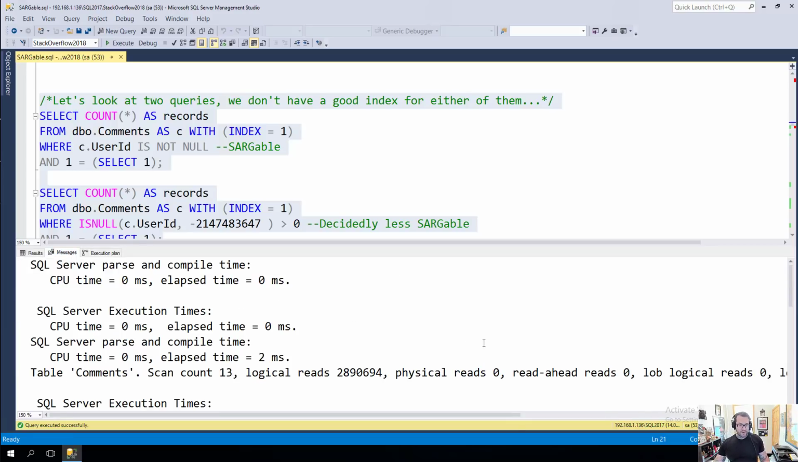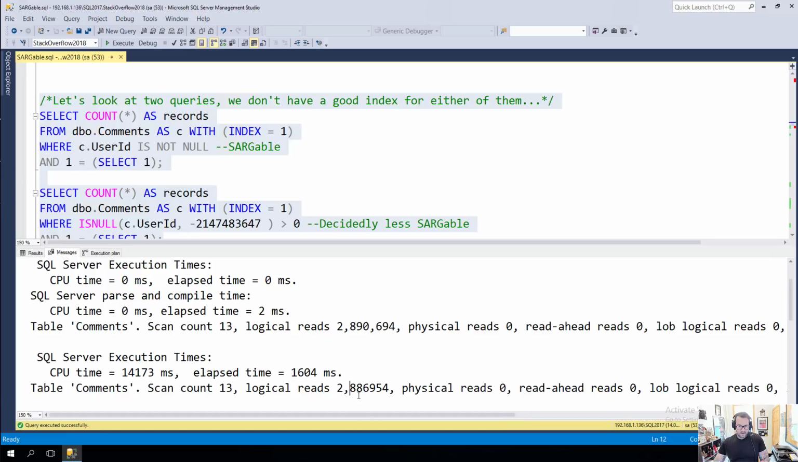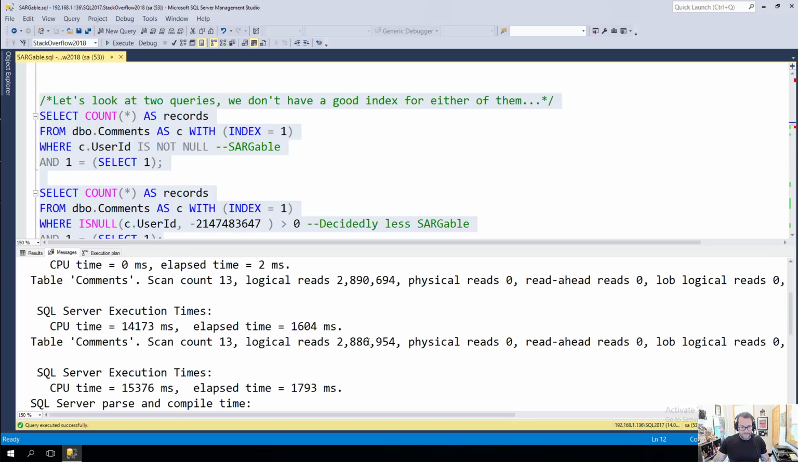If I flip over to the Messages tab, because I don't have a good index to use, I end up doing just about the same amount of work in both of these. About 2.8 something. Oh, wrong comma there. A little bit off. So in the realm of 2.9-ish million logical reads, because I have to scan the entire clustered index in both of these. I don't have a better way to do that. The CPU time is just about the same too: 1600 milliseconds, about 1800 milliseconds. The elapsed time and the CPU time are only off by about a second.